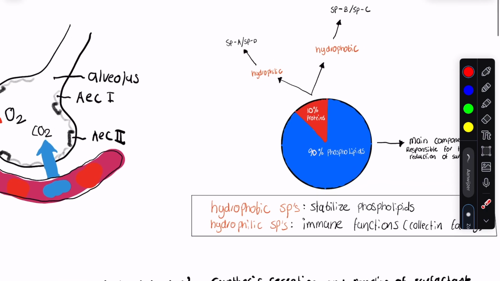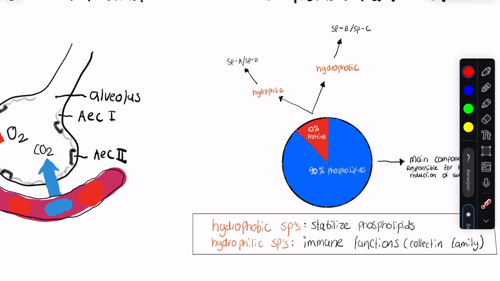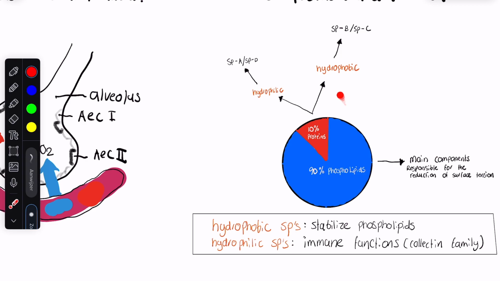Okay, so what is the composition and the function of the surfactant? Well, the composition, as you can see here: surfactant is composed of about 90% phospholipids and about 10% proteins. The 90% phospholipids are very important because the phospholipids are the main components responsible for the reduction of the surface tension. And this is also the main variable that allows the surface tension to be reduced, and that allows the alveoli to not collapse when exhaling.